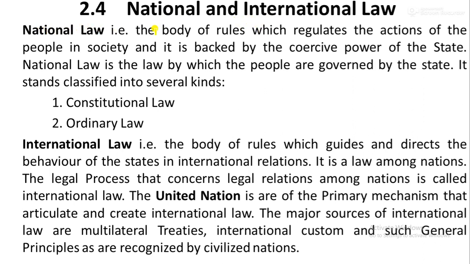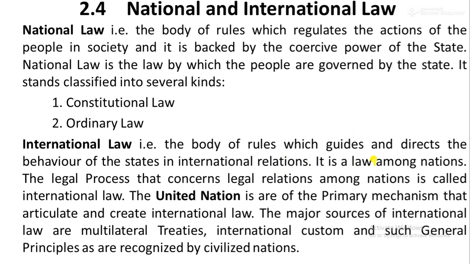Look at here, national law, the body of rules which regulates the actions of the people in the society, and it is backed by the coercive power of the state. National law is the law by which people are governed by the state. It stands classified into several kinds: constitutional law, ordinary law. So national law, territorial law. Clear? International law, that is the body of rules which guides and directs the behavior of the states in international relation.